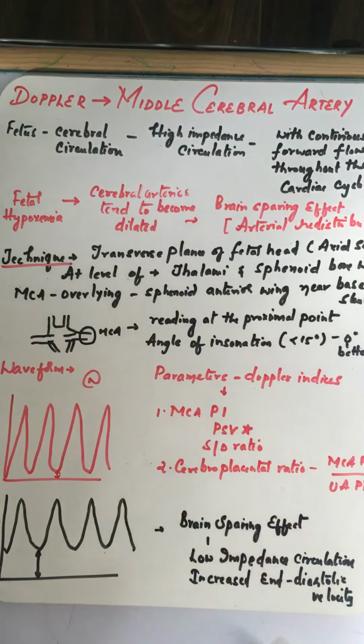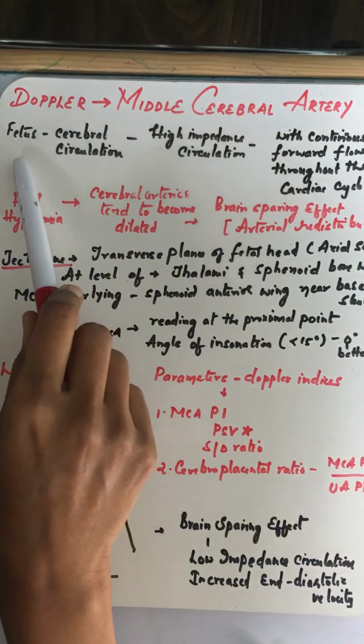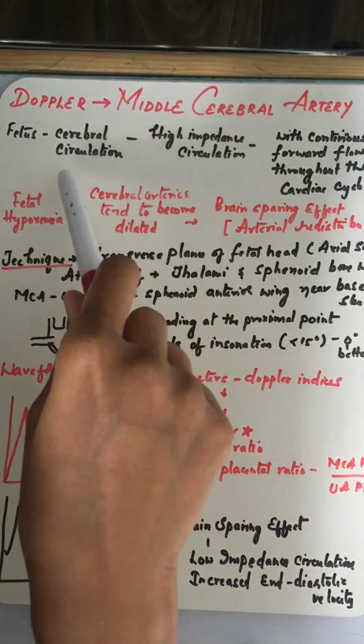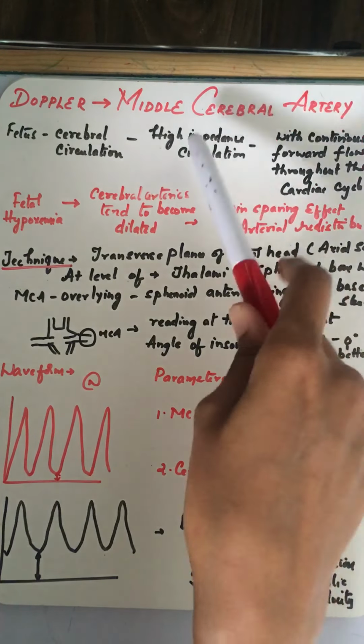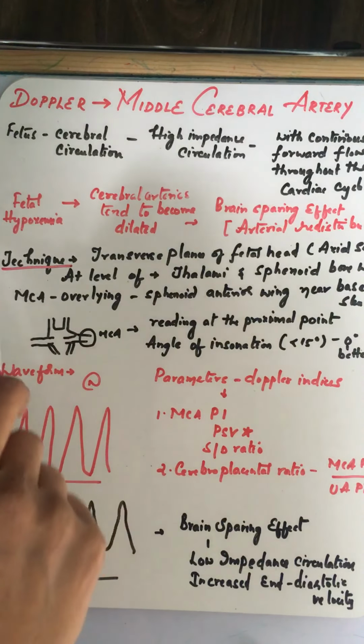Hi everybody. Today we'll be discussing middle cerebral artery Doppler. Coming to the fetus, the cerebral circulation is a high impedance circulation. Resistance in the cerebral circulation will be very high, so there will be continuous forward flow throughout the cardiac cycle, and diastolic flow will be a little less due to high resistance. What happens in fetal hypoxemia?